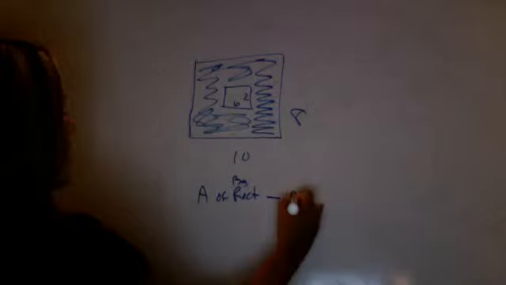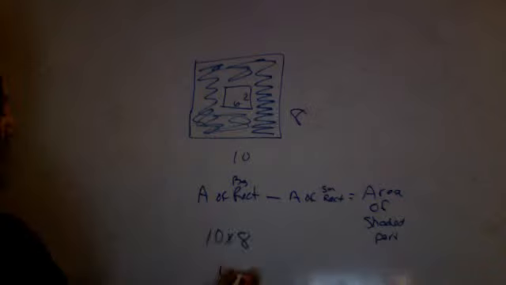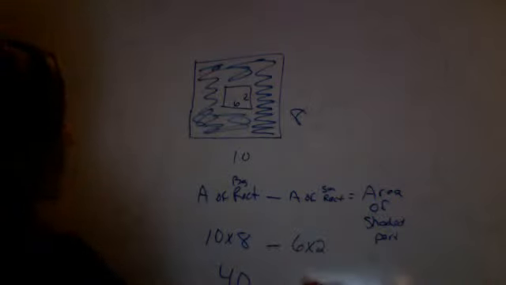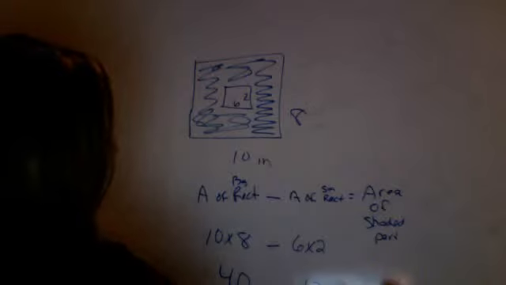Yes, I can. Do I have enough information to get the area of the big one? Yes, I have a length and I have a width. So I'm going to do 10 times 8, which is going to simply give me 40. Then I'm going to subtract the area of this little rectangle inside: 6 times 2, which is 12. 40 minus 12 is 28, and let's just call it inches, so it's going to be square inches.